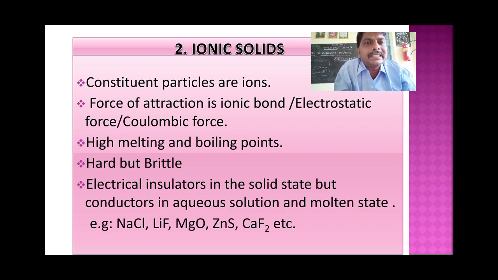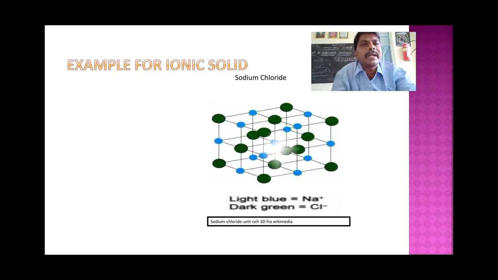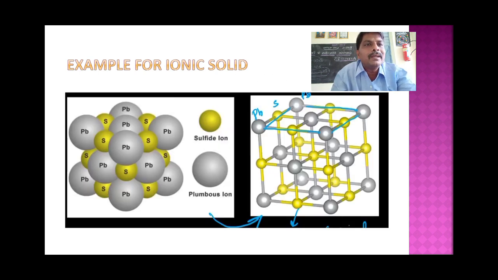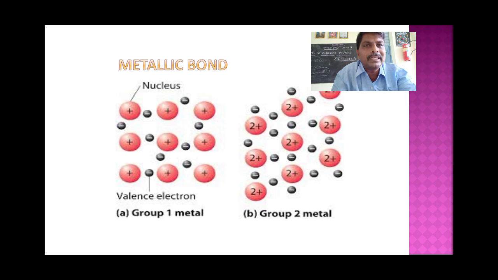Examples: NaCl, sodium chloride, all ionic compounds, all types of salts. Any salt containing one cation and one anion, one positive ion and one negative ion, comes under ionic solids. Examples for ionic solids: sodium chloride. Next one is PbS. You can see here Pb, lead, in grey color, and this yellow color is sulfur. It is an ionic solid. So the second type, ionic solids, is completed.